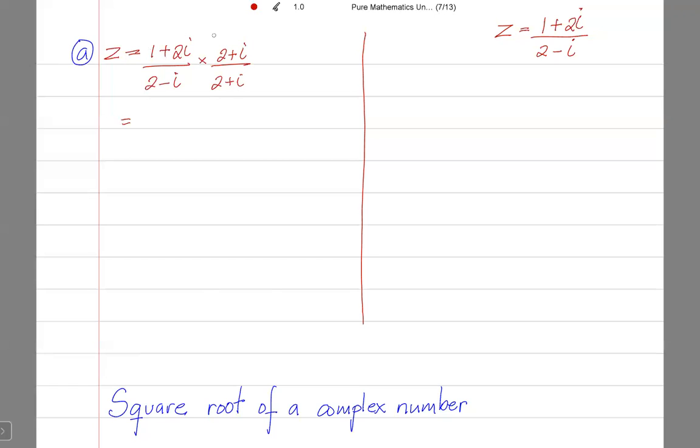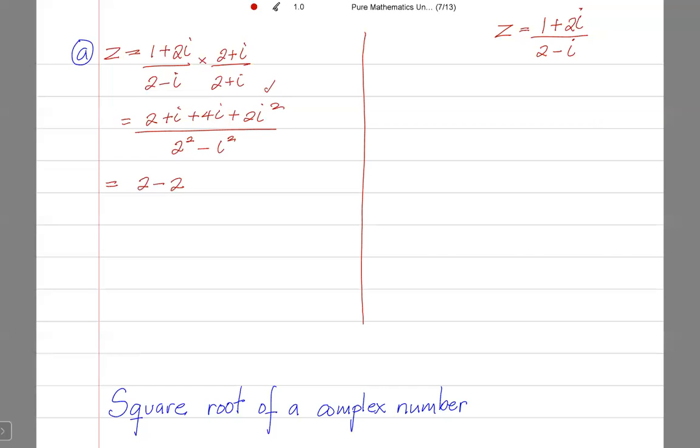At the top, 1 times 2 is 2, 1 times i is i. Multiplying two binomials, 2i times 2 is 4i, and 2i times i is 2i squared. The bottom is going to work out to be the difference of two squares. So this is going to be 2 squared minus i squared. The top is going to be 2 minus 2.